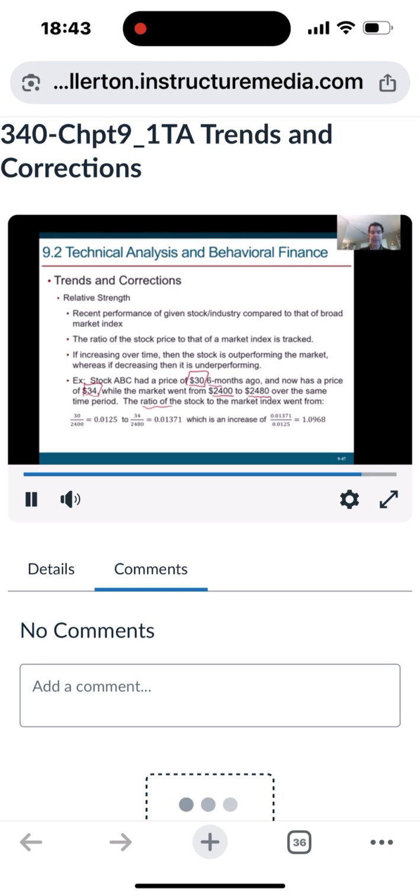So 6 months ago, what did we have? 30 was the stock and 2,400 was the market. That's 30 divided by 2,400. There's my ratio. Now what is it? $34 to 2,480. That's this ratio. And if you look, this has gone up. This is actually an increase of about 9%. Okay? So that would mean the relative strength of this stock looks pretty good.